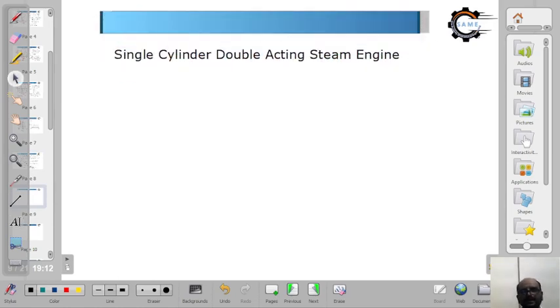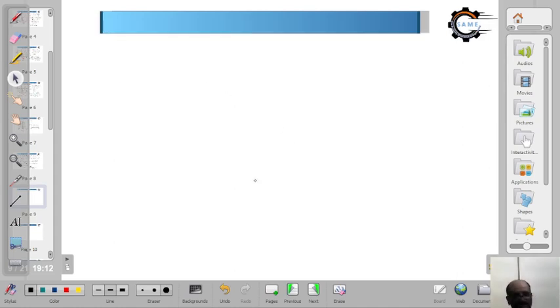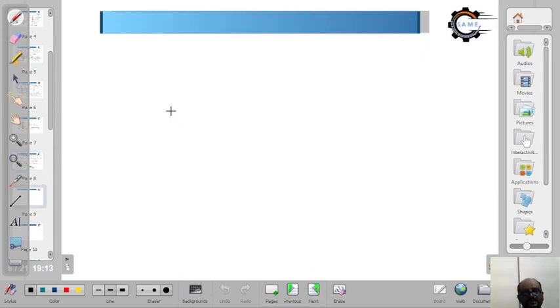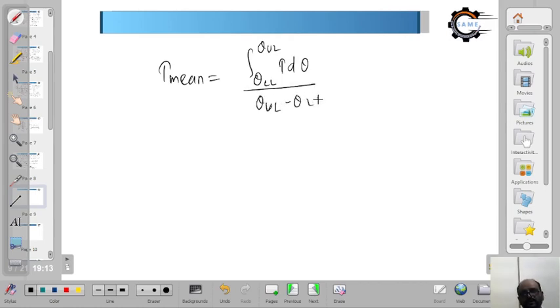You understood this? If you have any doubts, please put them in a comment. I already explained the function of this. The next combination is how you calculate T mean. Due to limited space, in the next slide I will calculate it. T mean is equal to the integral from theta lower limit to theta upper limit of torque dθ, divided by theta upper limit minus theta lower limit. This is how you can calculate the mean torque.